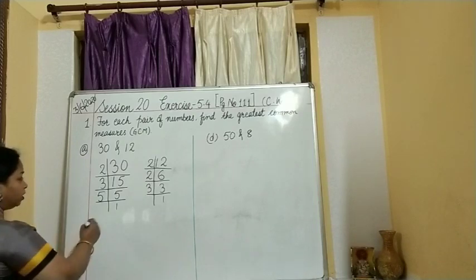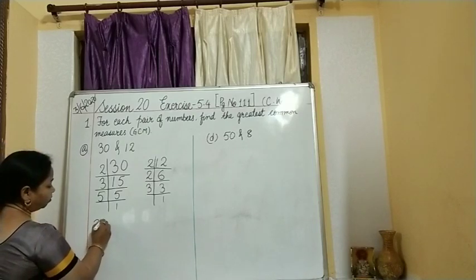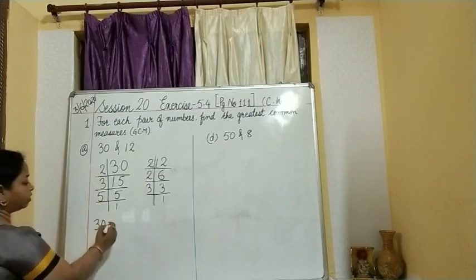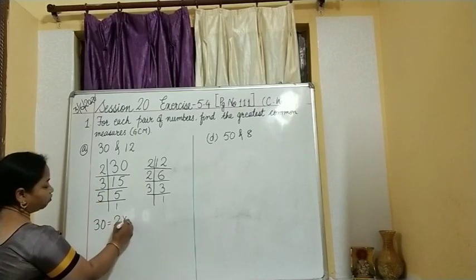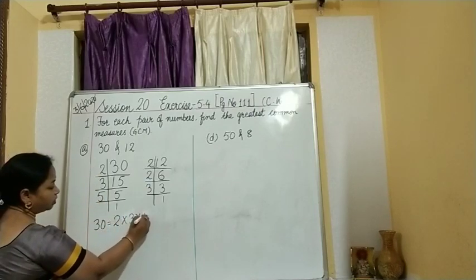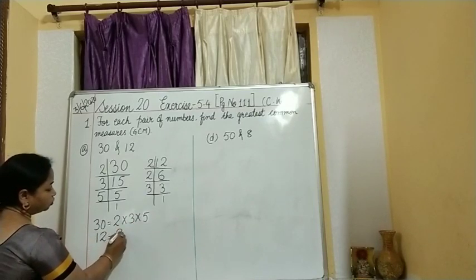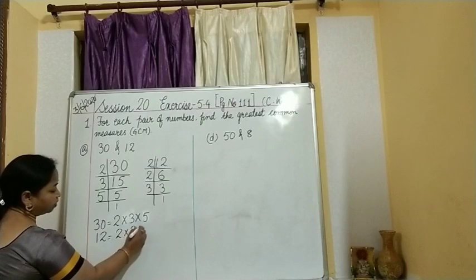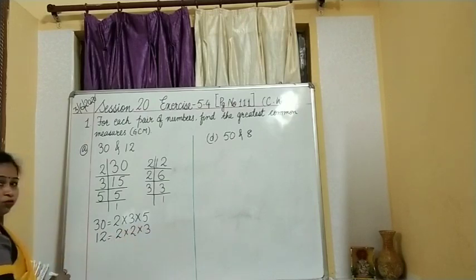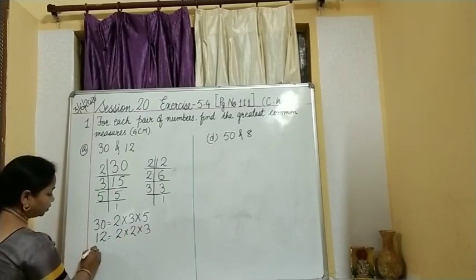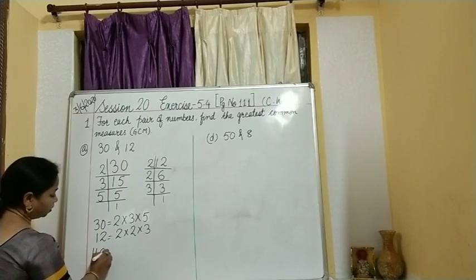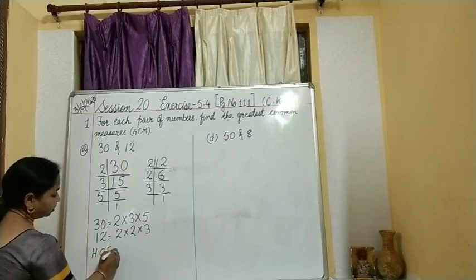So we have got the prime factorization, but we have not yet shown what is the HCF or what is the GCM. So let me collect all the prime factors for 30 that we have selected right now. We have got 2 multiplied 3 multiplied 5. Then what are the prime factors for 12? 2 multiplied 2 multiplied 3. Now what we have to do? We have to find out the GCM or HCF. So I will write here HCF.